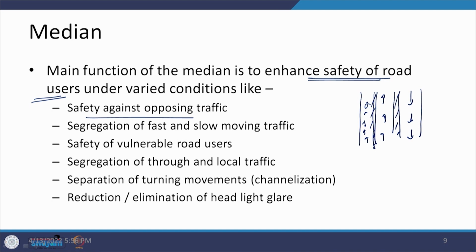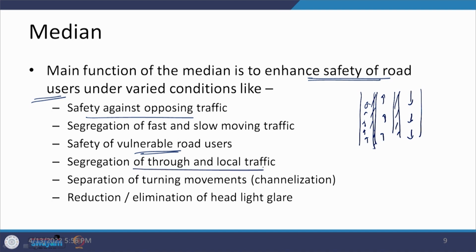Safety of vulnerable road users. Now vulnerable road users, those can be like pedestrians. So, we are going with the channelizations or the other different type of separations in those cases. So, they are the things we are going to talk there.